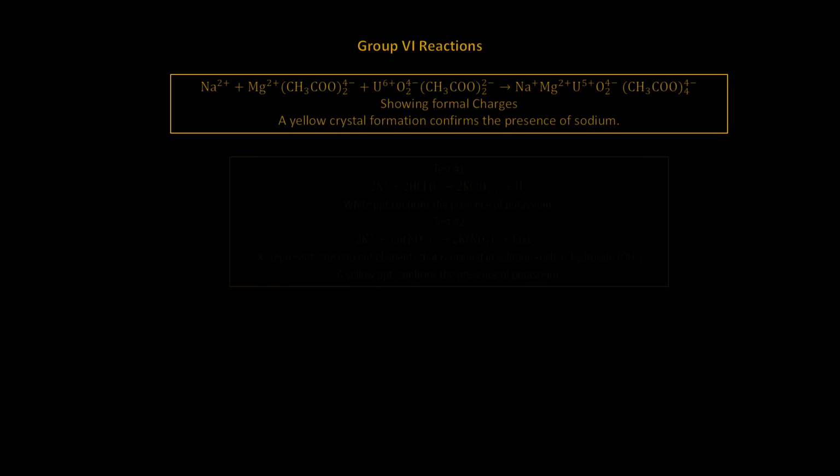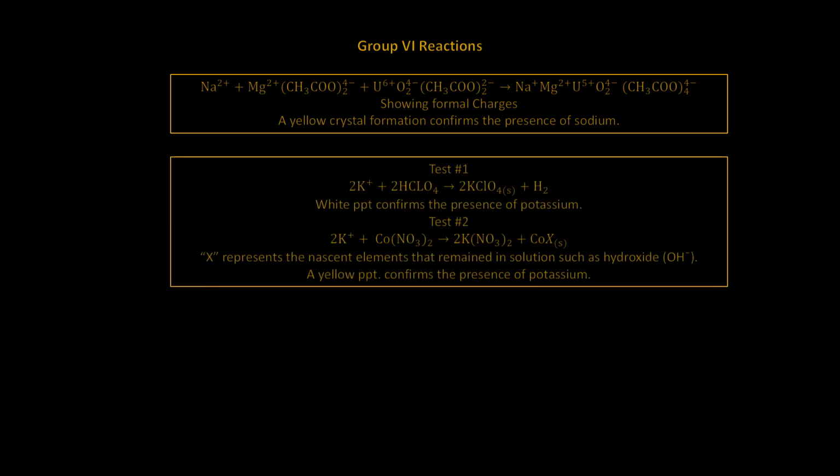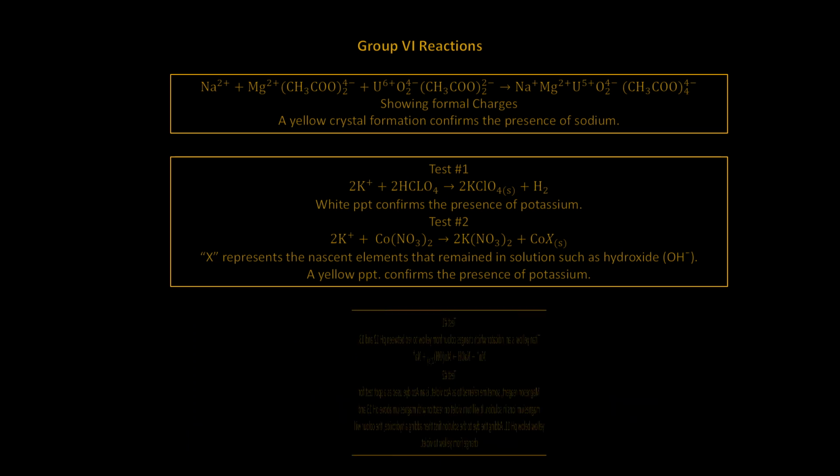For the potassium, adding perchloric acid produces a potassium perchlorate, which is not soluble. It presents itself as a white precipitate. There is a second test to confirm. Adding cobalt nitrate reacts with the potassium to form a cobalt precipitate, which confirms the presence of potassium in the sample. For the manganese, a spot test is conducted.